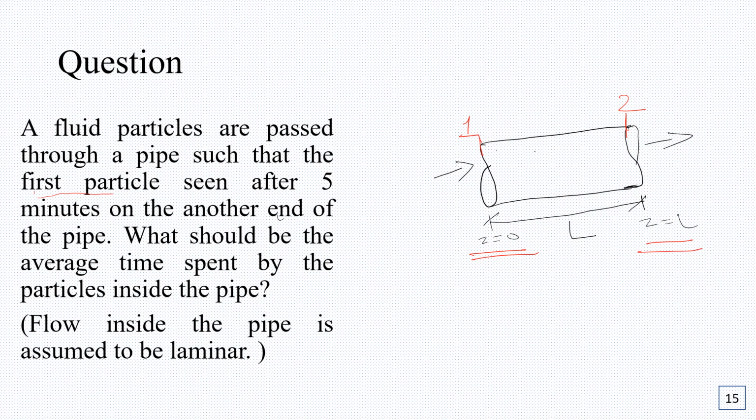So the particles take 5 minutes to reach the another end. There are a large number of particles present in the fluid, but the first particle is observed on the another side after 5 minutes. So based on this, what should be the average time spent by the different particles inside the pipe? And flow should be considered to be laminar, such that Reynolds number is less than 2100, and the properties like viscosity and density are assumed to be constant. Now you can pause the video and think about the solution.